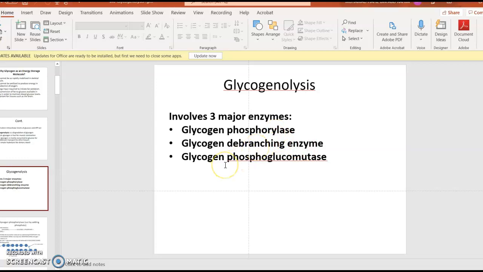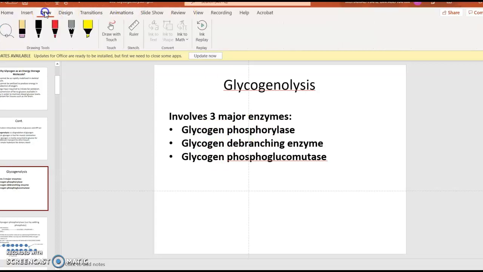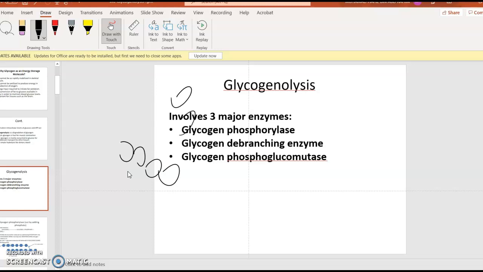And the third one is phosphoglucomutase. Because when glycogen phosphorylase cuts, I'll just draw a little bit so you will understand. So this is glycogen. I draw with touch. So this is a glycogen molecule, and then it will reach a branch point. Right. So glycogen phosphorylase will cut at the linear part of the glycogen, and the debranching enzyme will cut here.